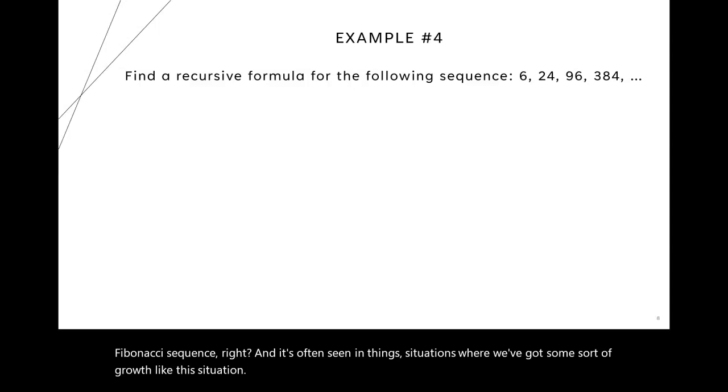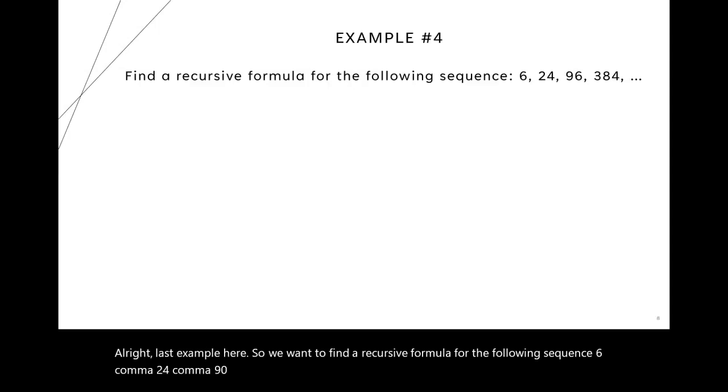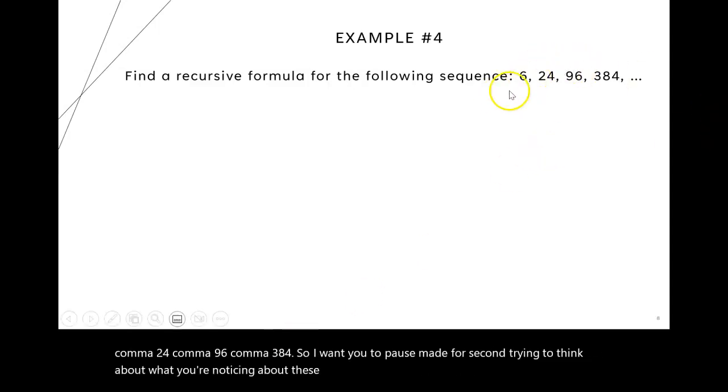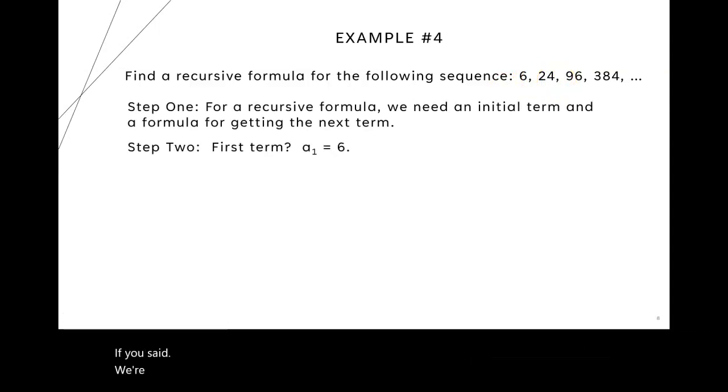All right, last example here. So we want to find a recursive formula for the following sequence: 6, 24, 96, 384. So I want you to pause maybe for a second. Try to think about what you're noticing about these numbers here. What are we doing to get the next number? Well, if you said that we're multiplying by 4, you're right.